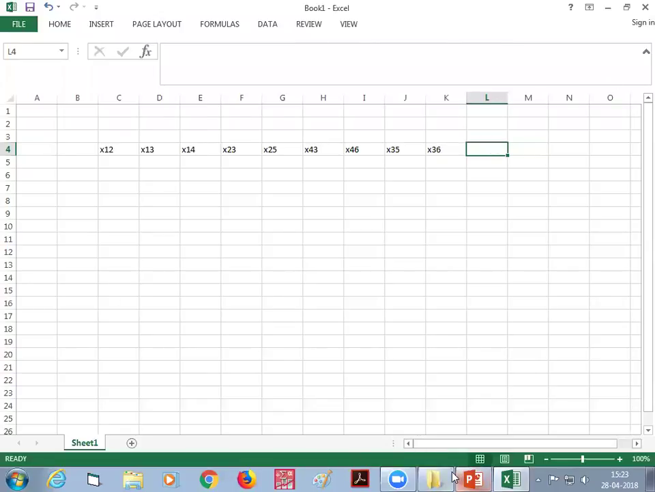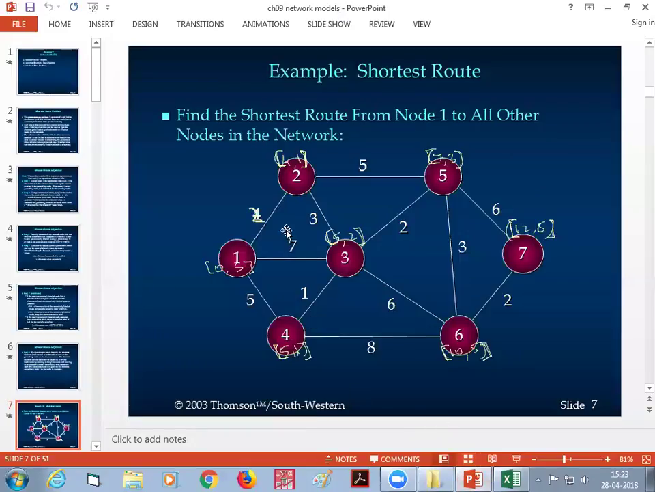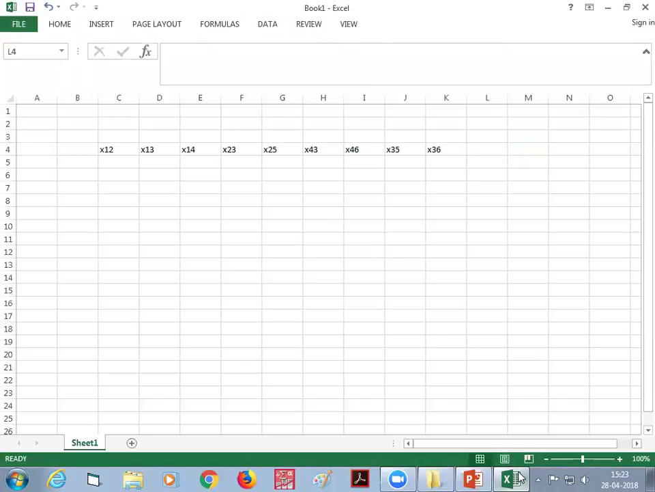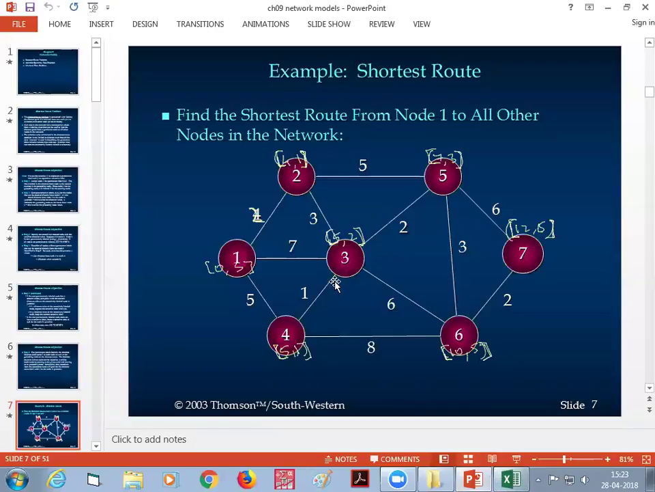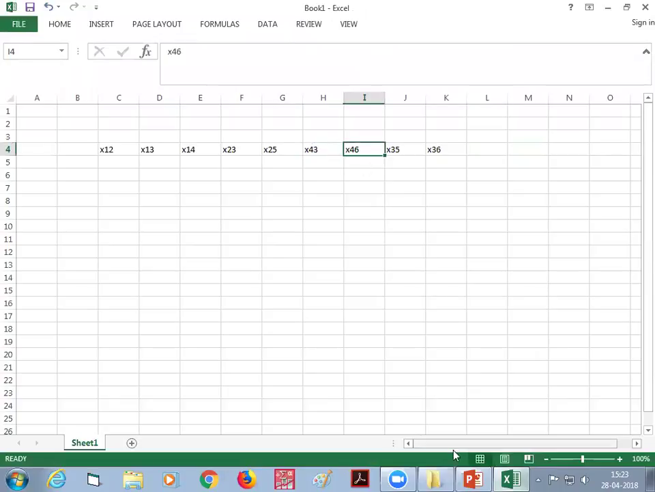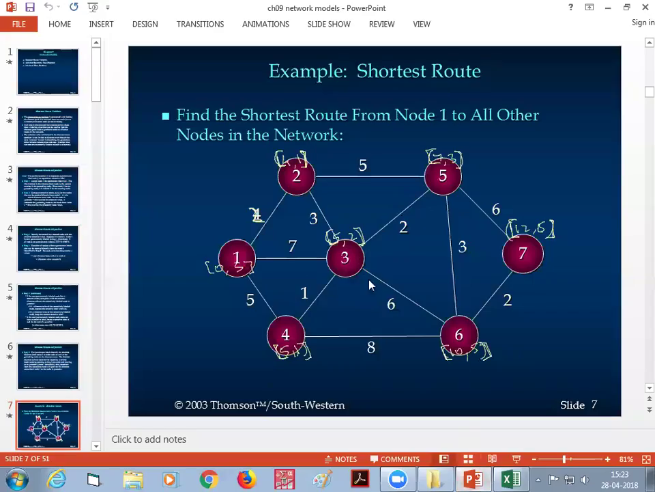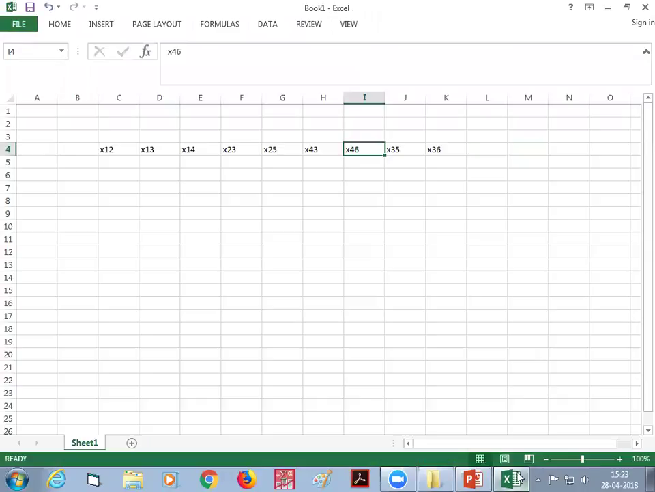So sorry, go back to our picture. The variables are X12, X13, X14, then X23, X25, then X43, X46, then X35, X36, and then X56, X57, and then finally X67. Okay, these are all the variables.